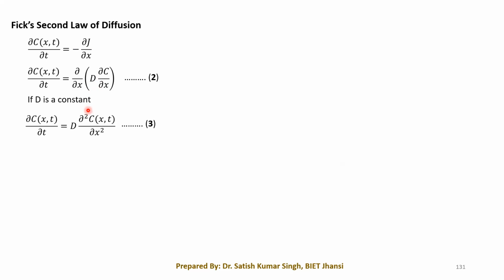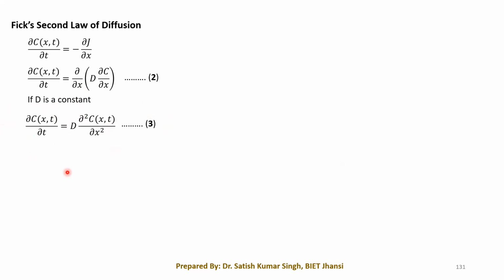In that case, D will come out of the differential equation, and we get dou C(x,t) upon dou t equals D dou square C(x,t) upon dou x square. Now we have to solve this equation to get the doping profile of the diffusion. What will the doping profile look like, and what is the mathematical equation that governs this diffusion process? We have one diffusion constant D.